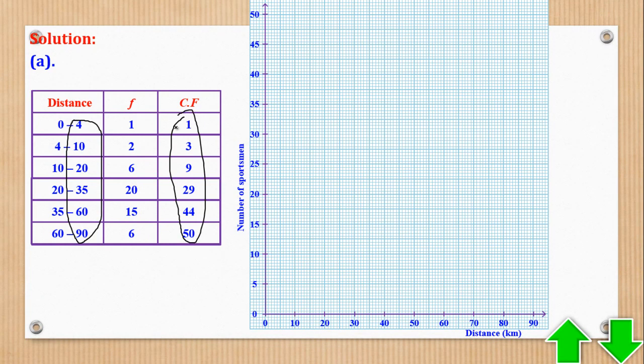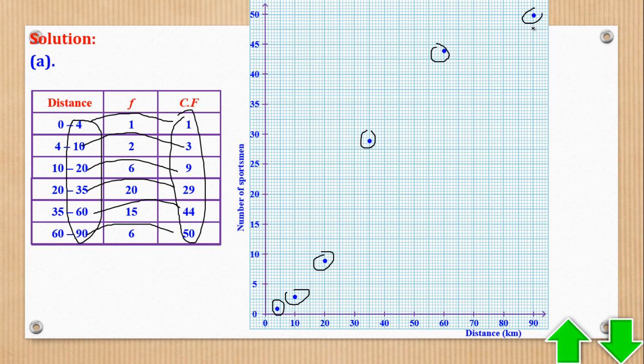For example, 4 will correspond with 1 to give you this. 10 will correspond with 3 to give you this. 20 will correspond with 9 to give you this. 35 will correspond with 29 to give you this. 60 will correspond with 44 to give you this. And lastly, 90 will correspond with 50 to give you this.